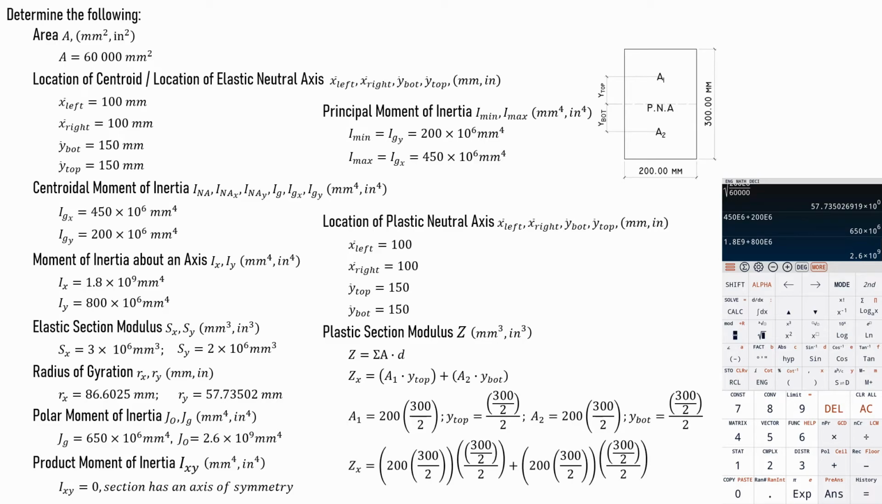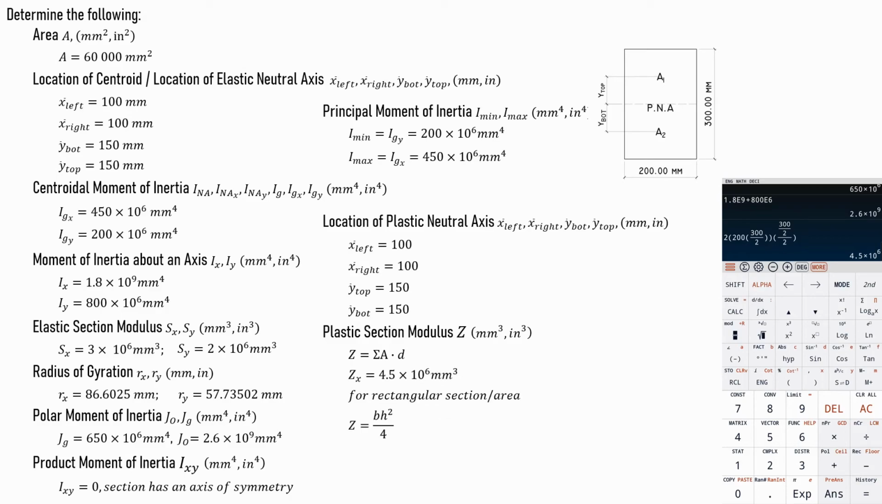So ito, pag-addin lang natin kasi nga summation, pwedeng i-times 2 na lang natin, no? Times 2, 200 times 300 over 2 times yung 300 over 2 over 2. So yung sagot natin dito para dun sa plastic section modulus about the horizontal plastic neutral axis. So 4.5 times 10 raised to 6 millimeters raised to 3.